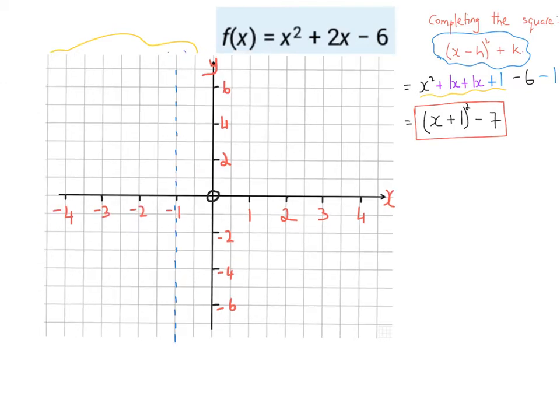Now from my completed square, I know that at minus 1 comma minus 7 is the vertex of our parabola. So that's going to be an important point for us to mark in. I'm going to mark in minus 1 comma minus 7 as one of the points we're going to plot. From our original function, I see that my constant here was minus 6, so I know that's where it crosses the y-axis.